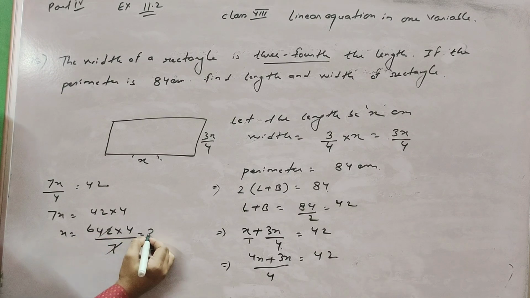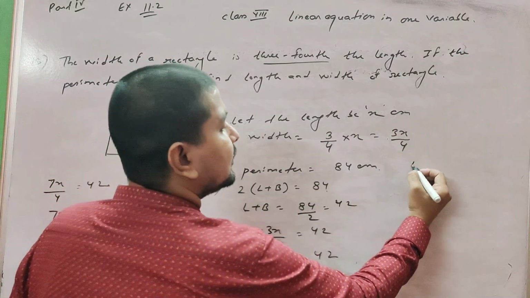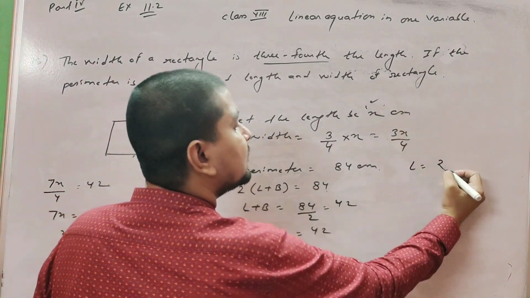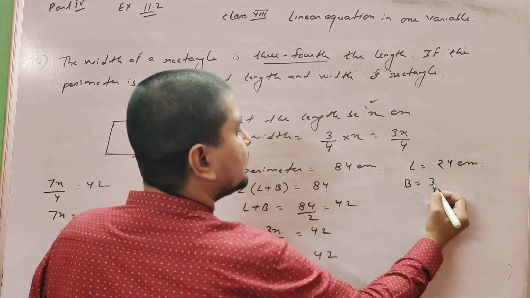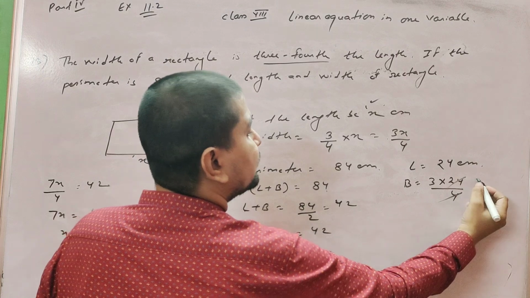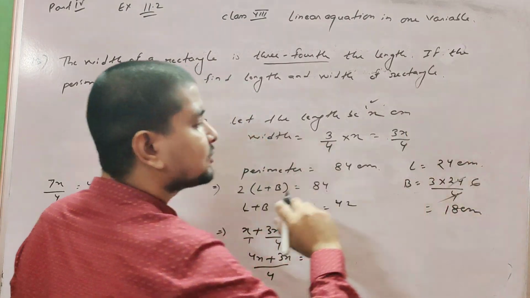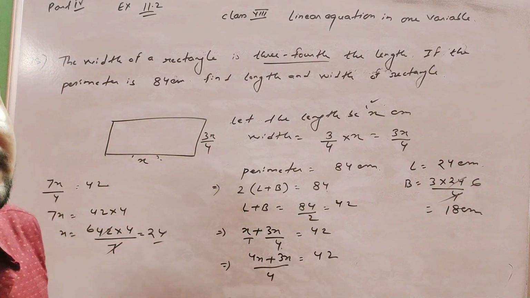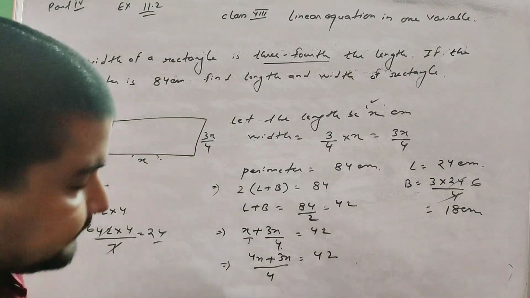So 7 sixes are 42, leaving 24. We get the value of x equals 24. So length equals 24 centimeters, and breadth equals 3x by 4, that is 3 into 24 by 4. 4 sixes are 24, so 3 into 6 is 18 centimeters. So length is 24 centimeters and breadth is 18 centimeters. Okay, note.